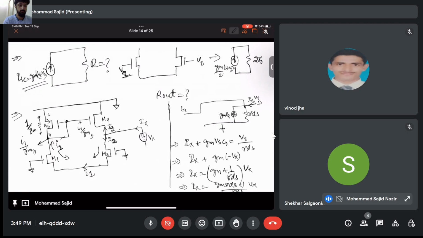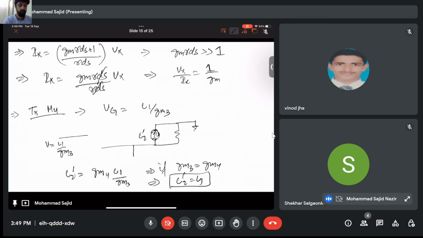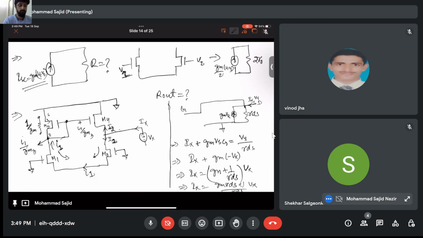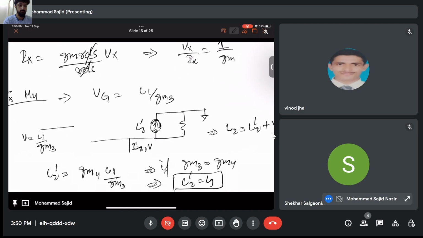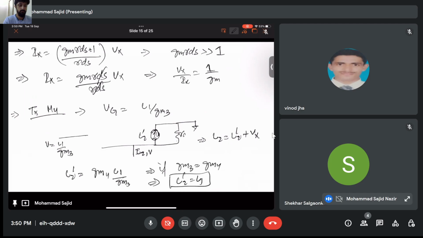So now remember here, this is total current is I2 here. So if a current of I2 is coming here, your I2 will be equivalent to I2 dash plus a potential of Vx here, which is connected here, right? This is a potential of Vx. So this is Vx times this RDS, right? RDS 4. So this is total current.